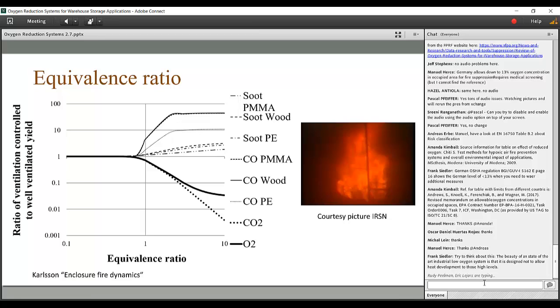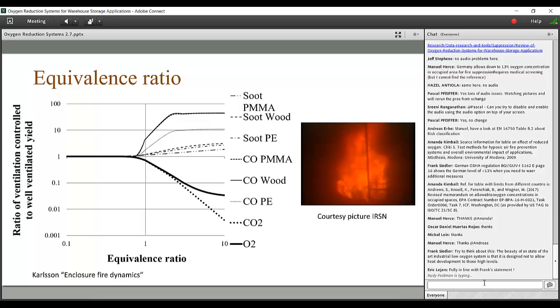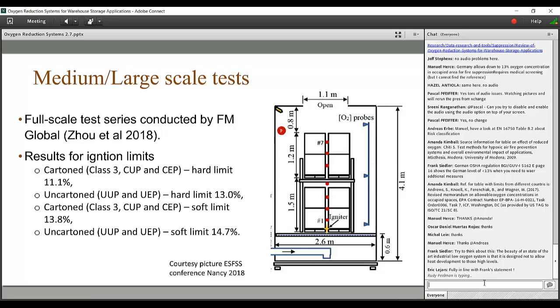So when you get more and more into underventilated conditions, some of these factors influence not only the production of carbon monoxide but also soot, and that means the impact of soot on components also increases, and this happens then also when you use the oxygen reduction in your test sample.